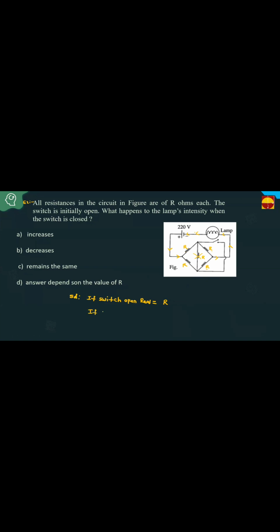If the switch is closed, can anybody tell what is R equivalent? If the switch closes, friends. If the switch is closed, like this.